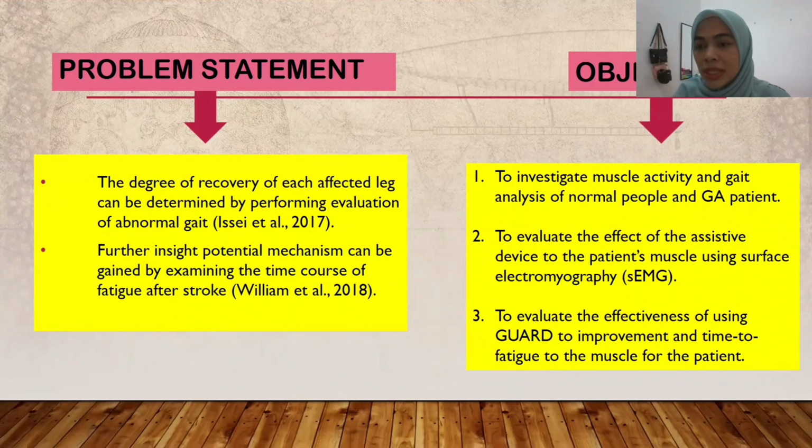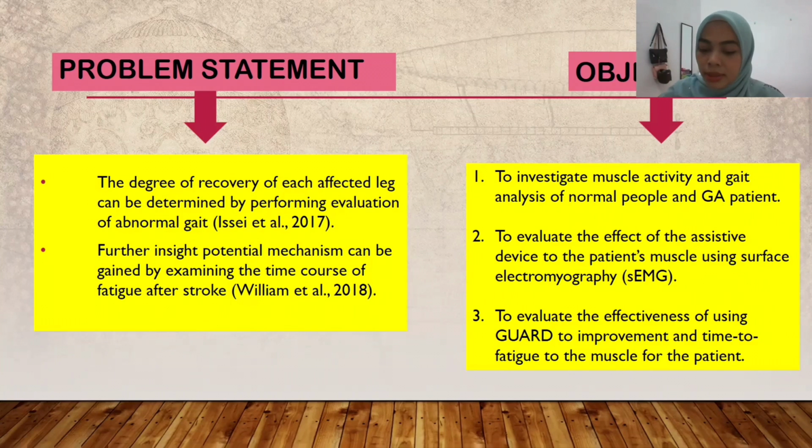Thus, from the problem statement, I came up with the objective, which is to investigate muscle activity and gait analysis of normal and GA patient. Second objective is to evaluate the effect of the assistive device to the patient's muscle using surface electromyography, SEMG, and the third objective is to evaluate the effectiveness of using guard to improvement and time to fatigue to the muscle for the patient.